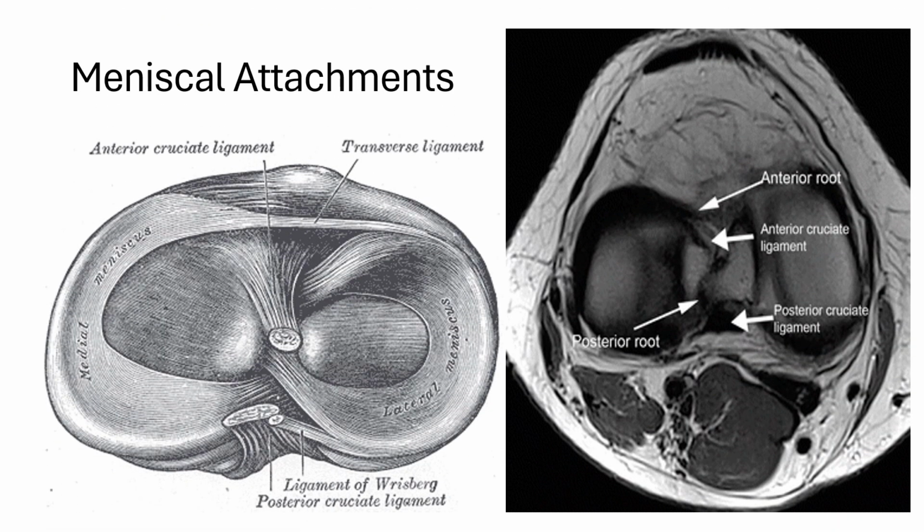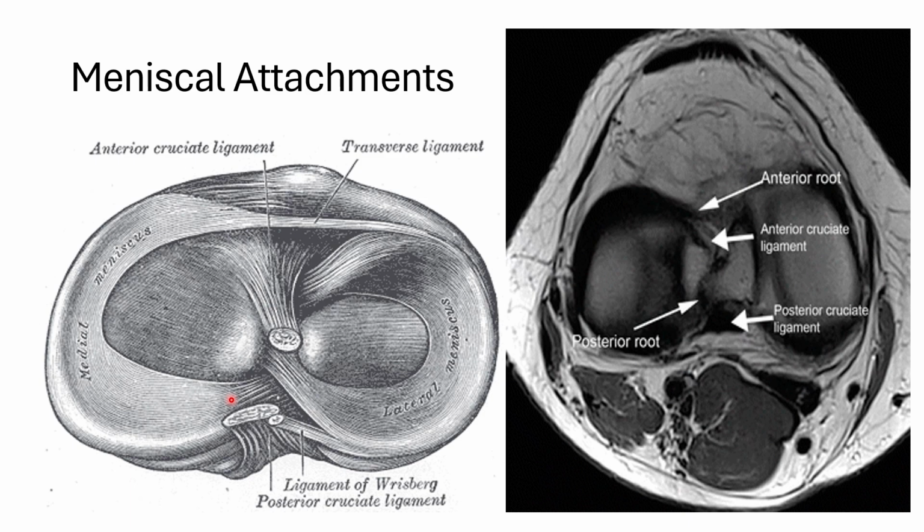Now the meniscal attachments. Each meniscus has anterior and posterior roots. These roots firmly anchor the meniscus to the tibia. Loss of root attachment is biomechanically similar to total meniscectomy. So, loss of these root attachments here and here is biomechanically similar to total meniscectomy. So, let's see the medial meniscus attachments.